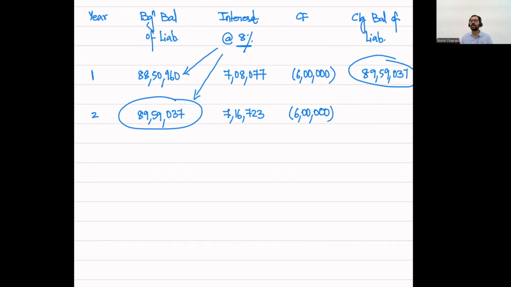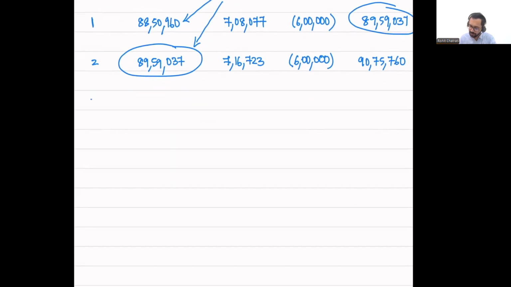So the closing balance of the liability at the end of the second year will be 89,59,037 plus 7,16,723 less 6 lakhs, which is equal to 90,75,760. This will be the closing balance of year 2, which will then become the beginning balance of year 3. So I have a beginning balance of 90,75,760. I then calculate interest on this at 8 percent, which is equal to 7,26,061.